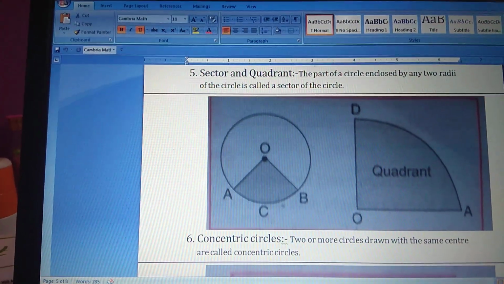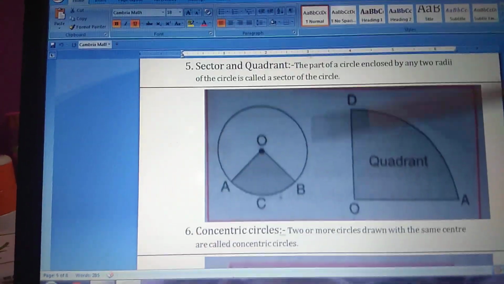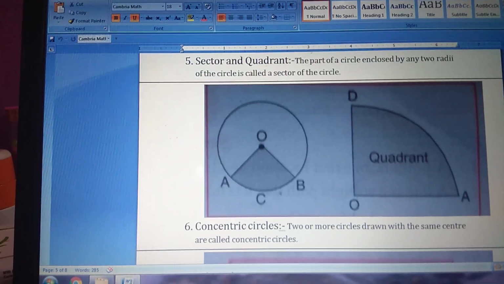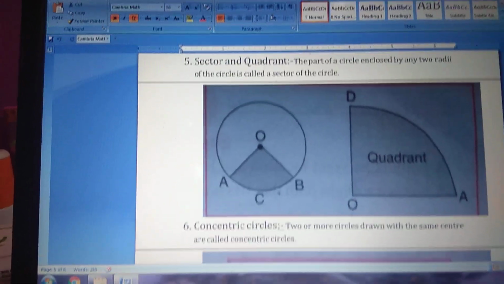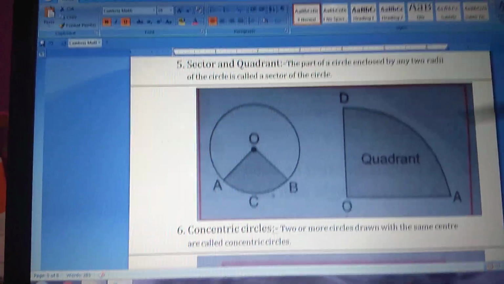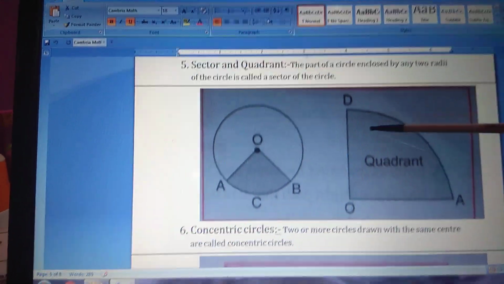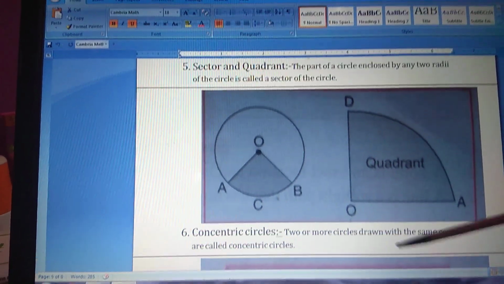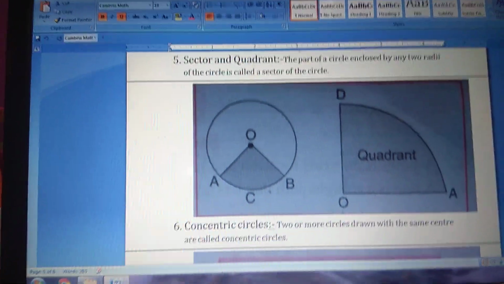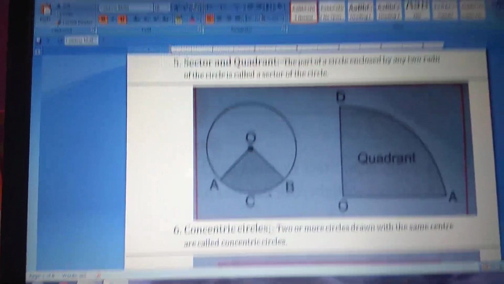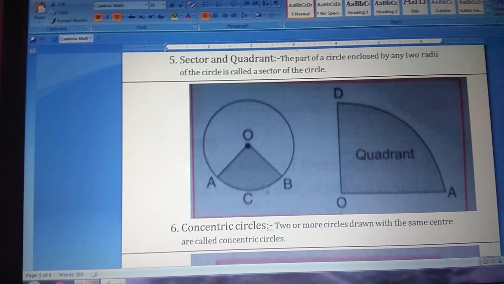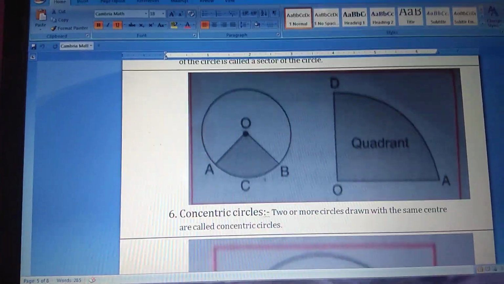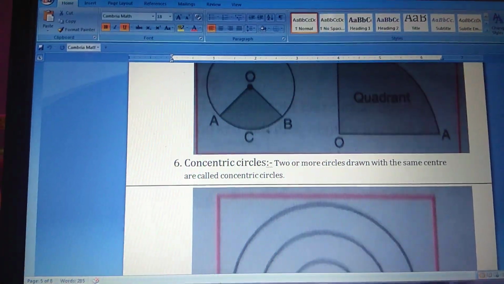Here you can take an example like a happy birthday cake. You have taken out a piece after cutting it. That piece is called the sector. And this is the quadrant. Quadrant means to divide a circle into 4 equal parts. Each part is called a quadrant. Quadrant is also a sector.